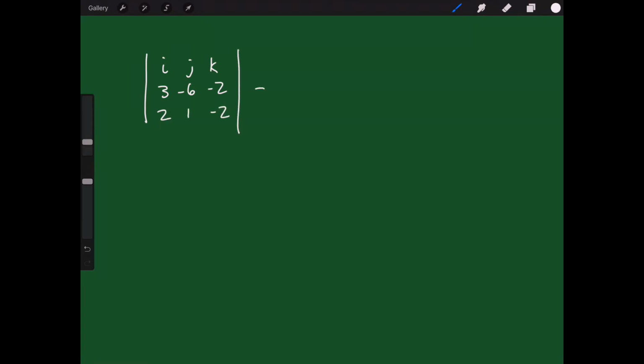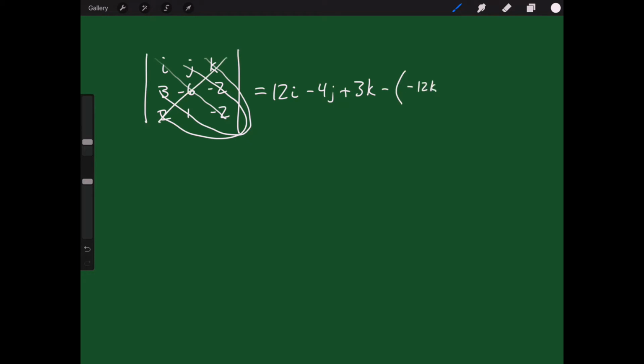And what do I get? First we multiply this way, and I get 12i. Then we go here, and I get minus 4j. Then I go here, and I get plus 3k, minus, now we subtract, and I multiply here, which gives me minus 12k. Then I go here, and I get minus 6j. And then we add negative 2i.